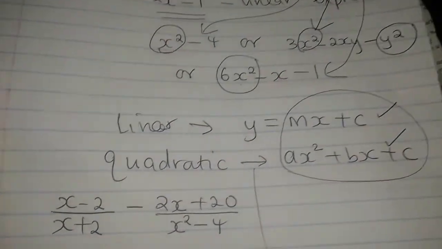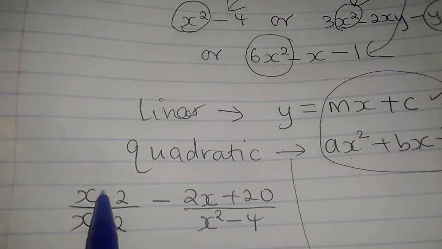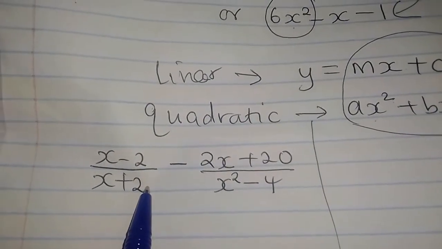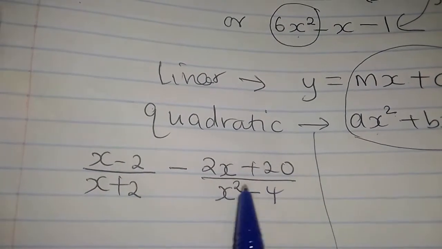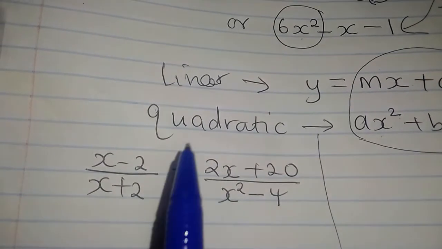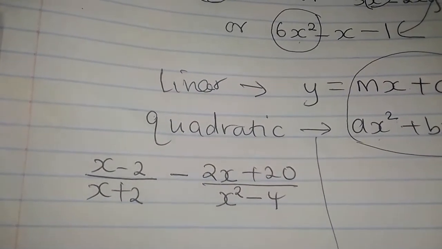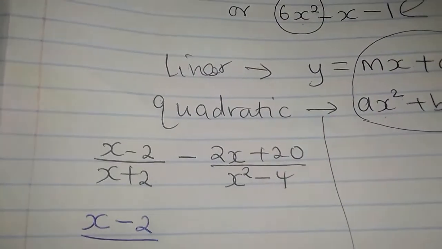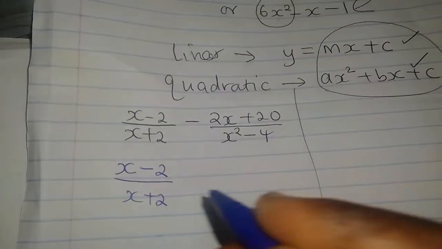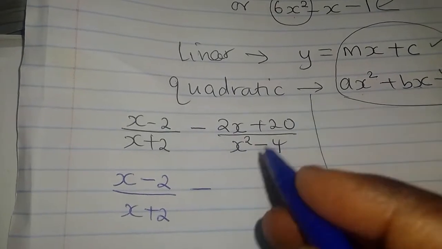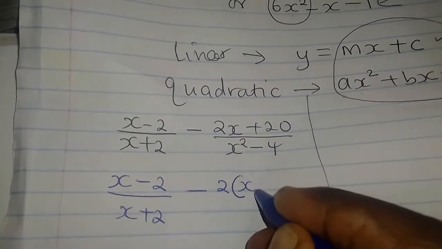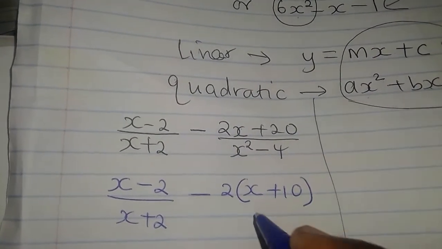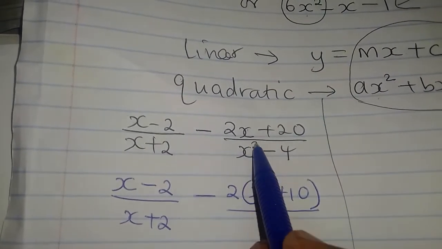So how do I actually do this question? The first thing I'm supposed to ask myself is whether these are in their simplest form. That means x minus 2 and x plus 2 are in their simplest form. Then 2x plus 20 and x squared minus 4 can be further simplified before I consider this negative sign. So I can rewrite x minus 2 over x plus 2, then minus. I can simplify this and say 2 into x plus 10. So 2 times x, 2x, 2 times 10, 20. And I say over, look at this last part, x squared minus 4.